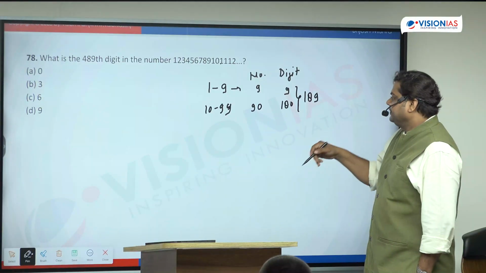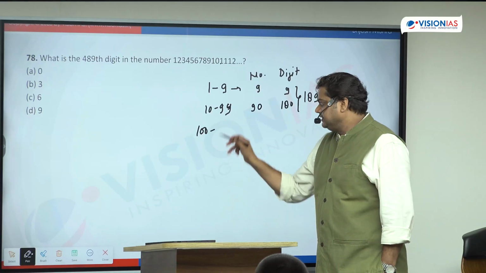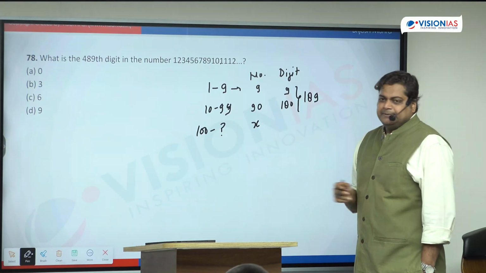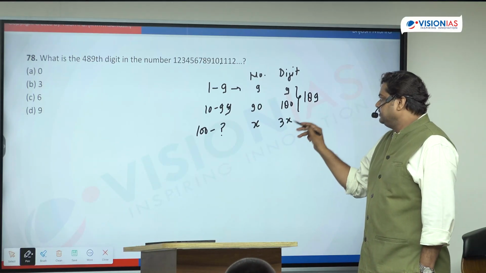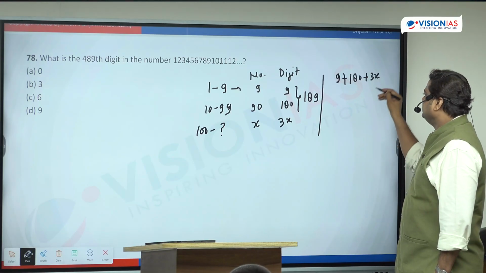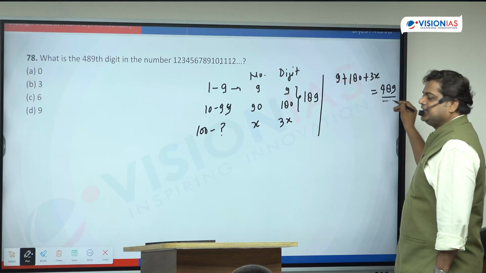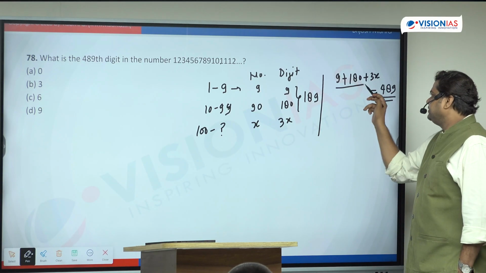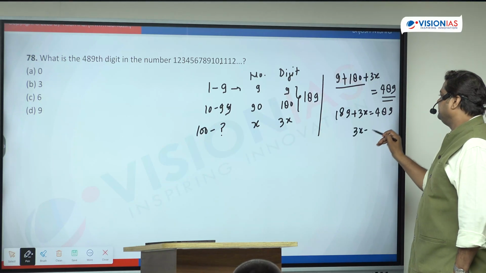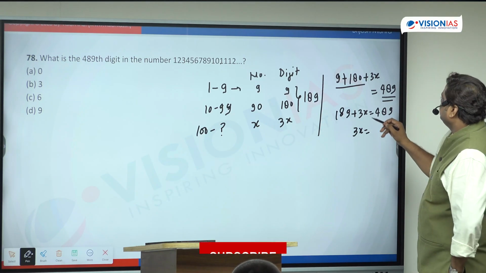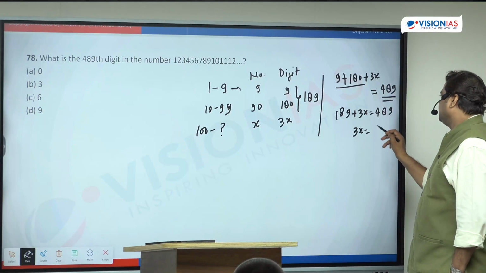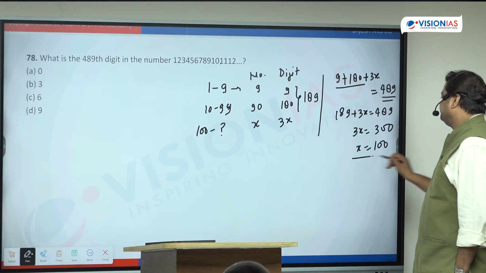This is 189. And further, how many 3-digit numbers are there? That we don't know. So we can assume there are X numbers. These X numbers carry 3 digits each, so that is 3x. So total 9 plus 180 plus 3x is equal to 489, because they are asking for the 489th digit. So 189 plus 3x is equal to 489. So 3x is what? 489 minus 189. That comes to 300. So the value of x is 100.